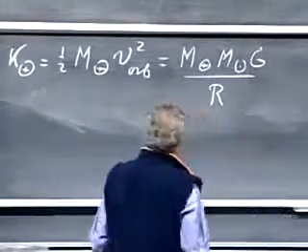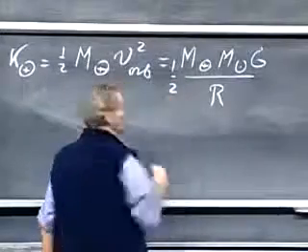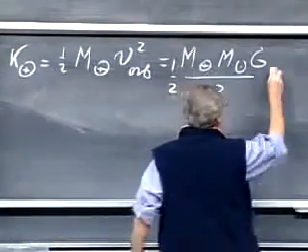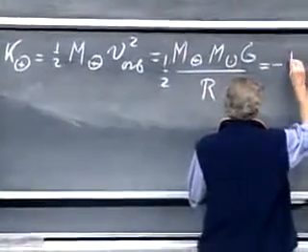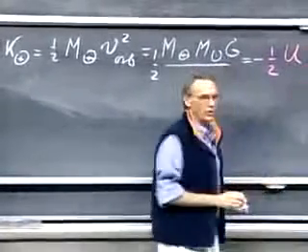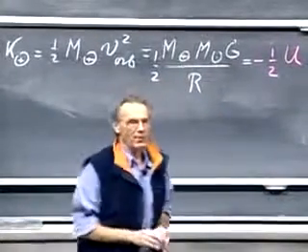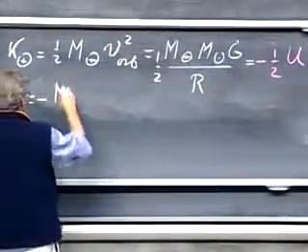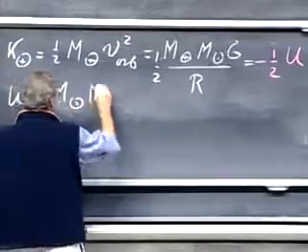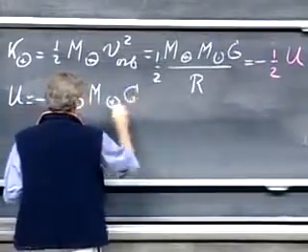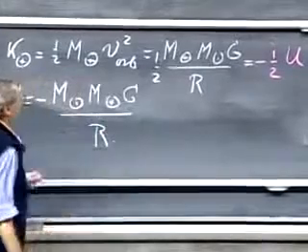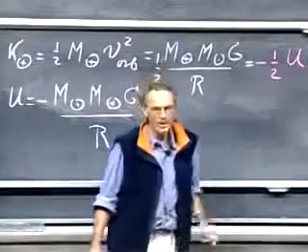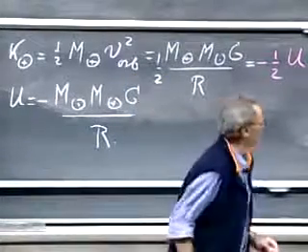But, oh, there's a half here. Whenever I make a slip, you should always interrupt. So there's the half here. This is also minus 1/2 the potential energy. And remember, the potential energy equals minus m Sun, m Earth, G divided by r. So here you see plus half, here you see minus 1, so this is indeed minus half the potential energy.